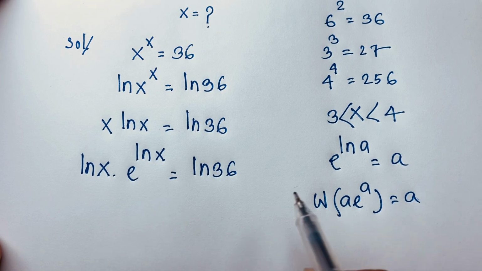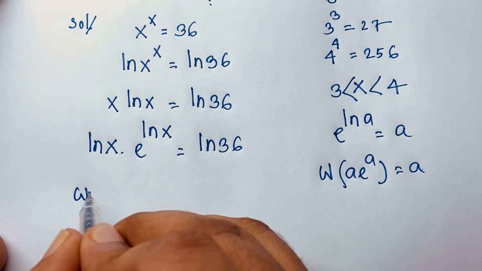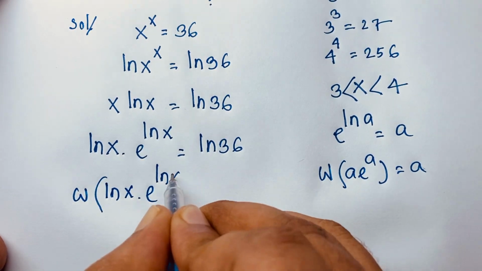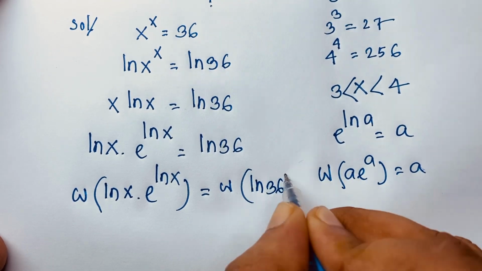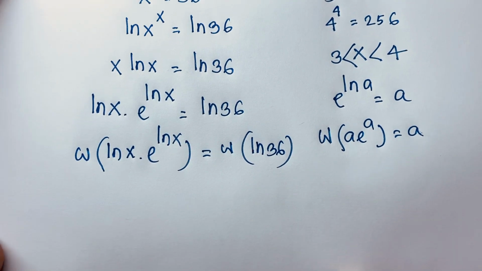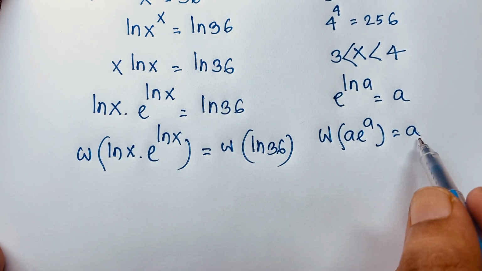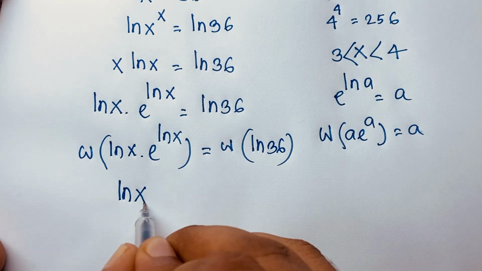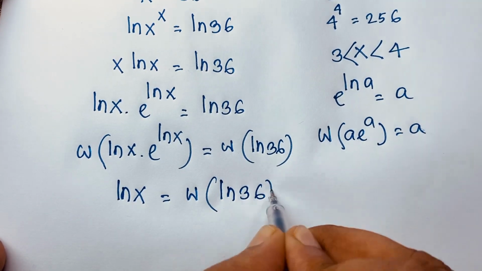Then I want to apply the Lambert W function on both sides. So you can say easily it will be Lambert W function of ln x e to the power ln x is equal to Lambert W function of ln 36. You can also use the Newton-Raphson method. Now here a e to the power a will be a. So here a is ln x. So I can say ln x is equal to Lambert W function of ln 36.